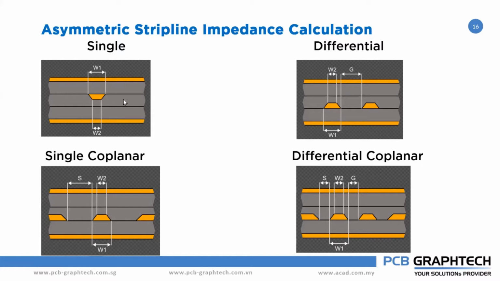The main advantage is that the trace can be in the downward direction, or it can be on the return path. It can be reversed also. So these features we have in the new version. It's mainly for high-speed design, to calculate your asymmetric stripline impedance. We will see this in more detail in our demonstration.